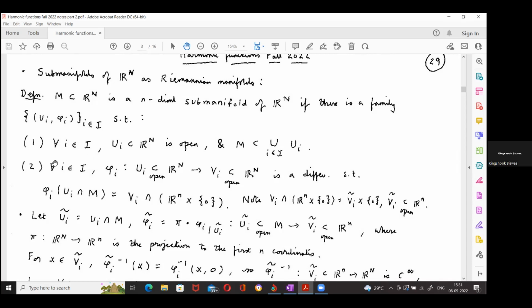And for each i, phi_i is a smooth diffeomorphism from the open set U_i of R^N to some open set V_i in R^N, such that phi_i maps U_i intersect M to V_i intersect R^n cross 0.